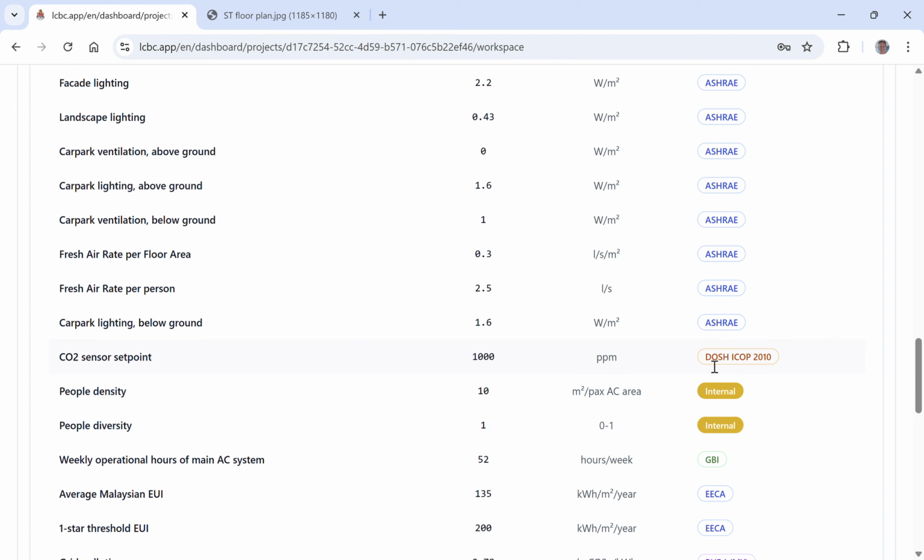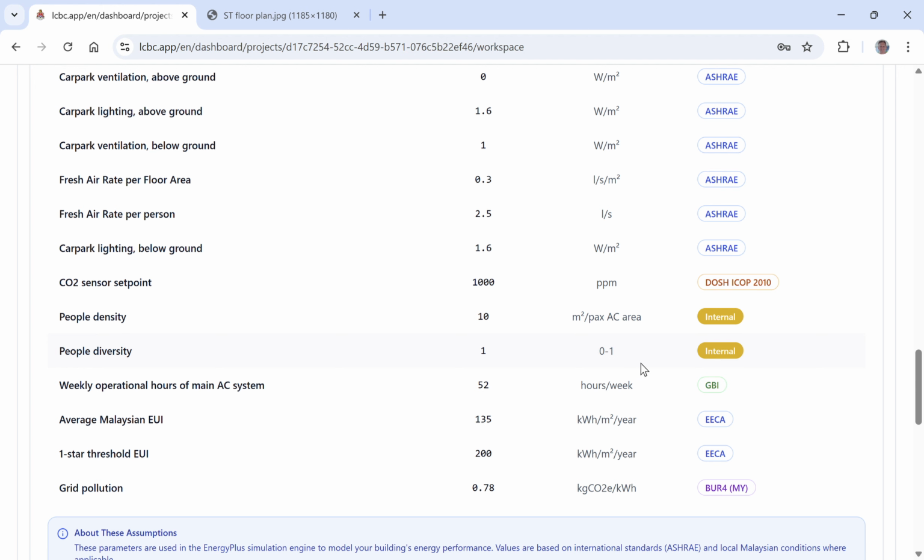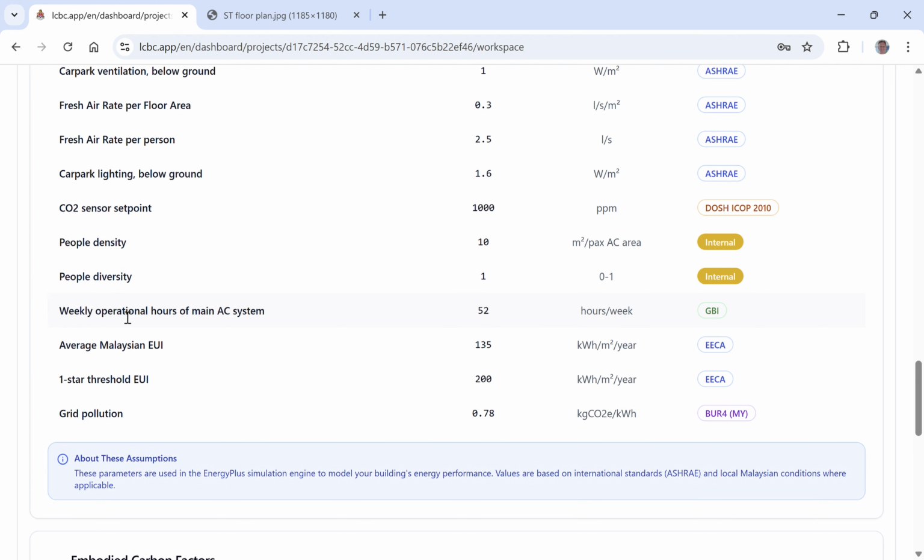We also have a CO2 set point for fresh air. We have a people density and people diversity. So these are both assumed to be fairly high. We have 10 square meters per pax and no diversity. We have a weekly operation of the aircon system of about 52 hours per week. So this is the standard value used by GBI.